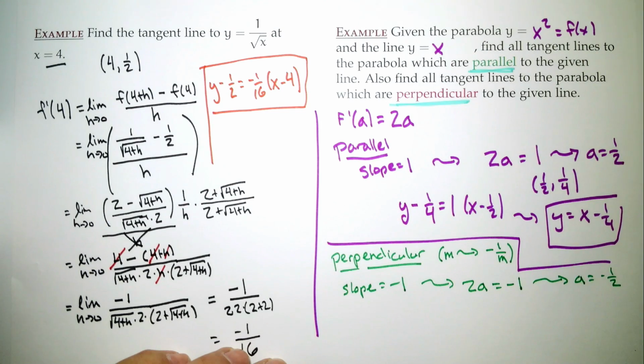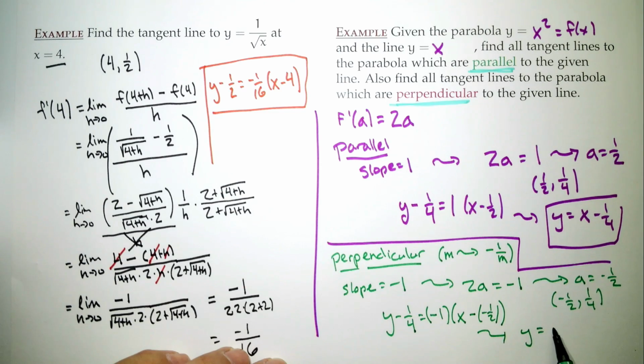Negative 1/2. So what's the point? Negative 1/2, comma, 1/4, because we squared. So y minus our y value is equal to the slope, negative 1, times x minus our x value. And again, you can clean this up. You can say y should equal negative x, and this would be plus 1/2, but then you have a minus 1/2, so it's really minus 1/2 plus 1/4. So it's negative x minus 1/4.